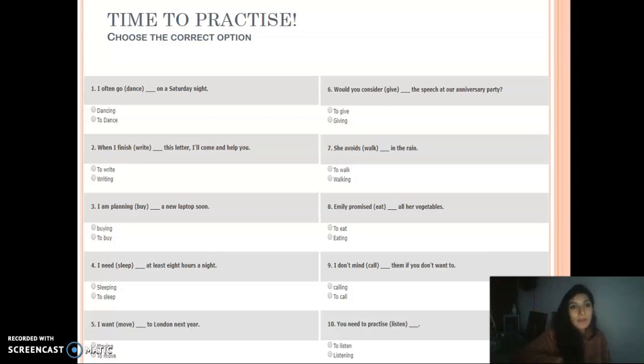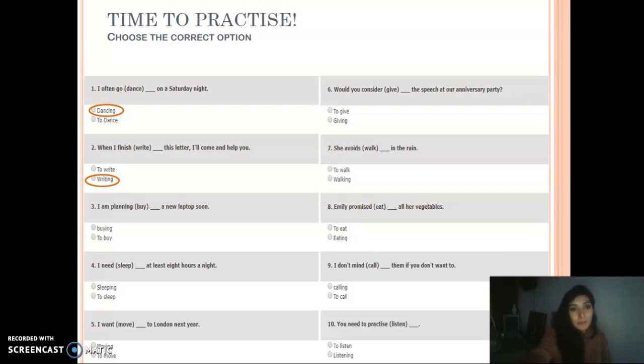So first of all, we have here, I often go, and the options are dancing or to dance on a Saturday night. So go is a verb that goes with gerund. So in this case, I often go dancing on Saturday night. Then we have the next exercise that says, when I finish writing this letter, I'll come and help you. So the answer you already know is writing.